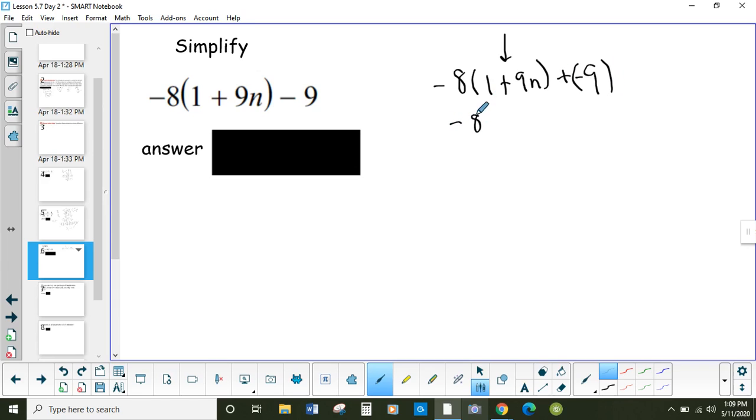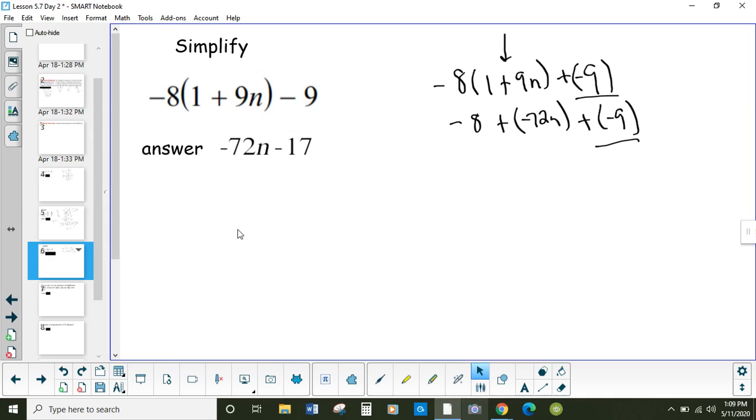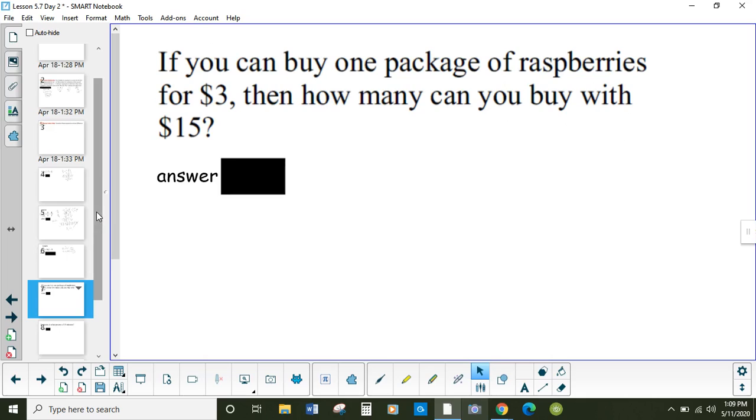Now I can distribute. -8 times 1 is -8. -8 times 9n is -72. Don't forget the n. And we always copy down the stuff that we're not using, right? Don't leave anything behind. So now at this point, we're going to combine like terms. The n's don't have any like terms, but the two negatives do. Add those up to get your answer. You guys pause the video and answer this question.